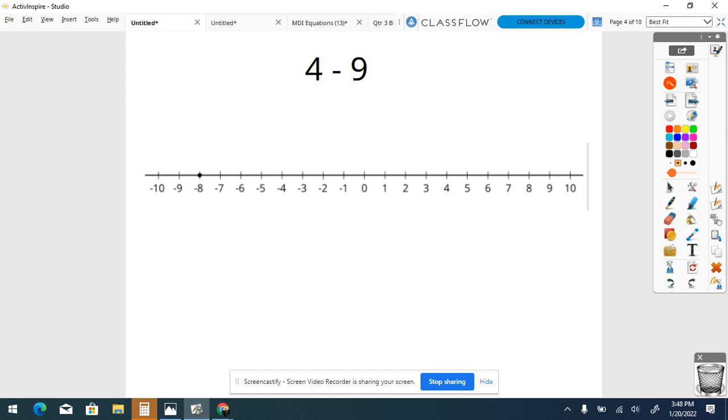All right, number 2, 4 minus 9. So again, my first number is 4. So my arrow is going to point to 4. And then it says minus 9. So I'm subtracting positive 9. So I'm taking 9 positives out of my life. I'm taking away 9. So remember, if I'm taking away positives, I'm going to the left. And I'm going to go to the left 9 times. 1, 2, 3, 4, 5, 6, 7, 8, 9. So 4 minus 9 ends at negative 5. So I started at 4, I took away 9, and went to negative 5.